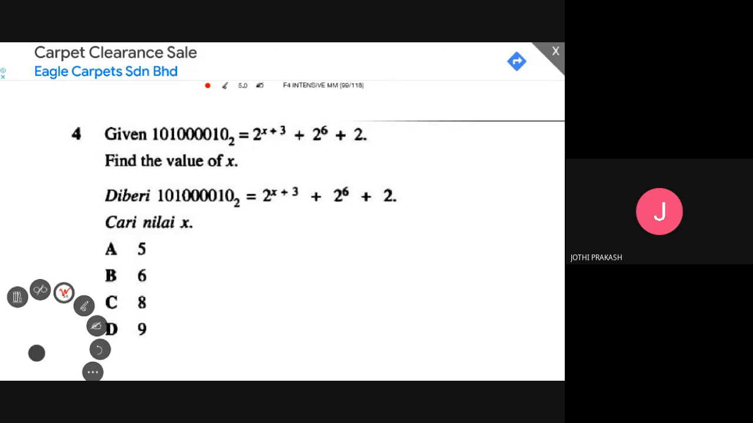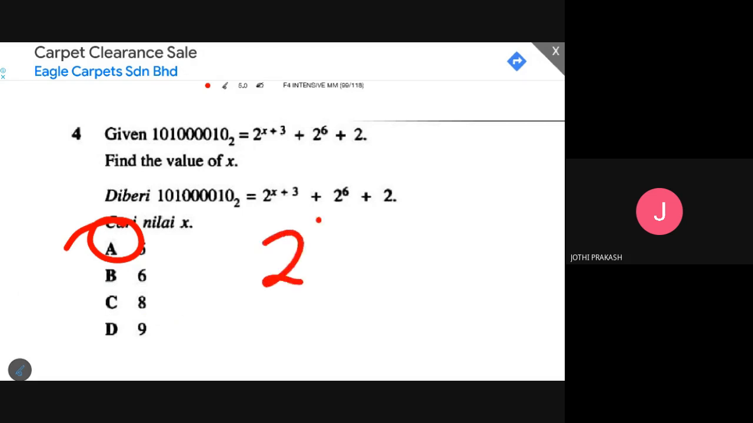How you guys get C? I think... Oh, I know already. I think you guys choose C got careless a bit. I know why already. Actually, the answer is A, guys. Jawapan dia A. Okay, so 5 is the correct answer. I know why you all make the mistake. Those who get C, did you all get until like this? Bila kamu dapat jawapan C, did you all do until over here? Did you all get this step, guys? For those who choose C?